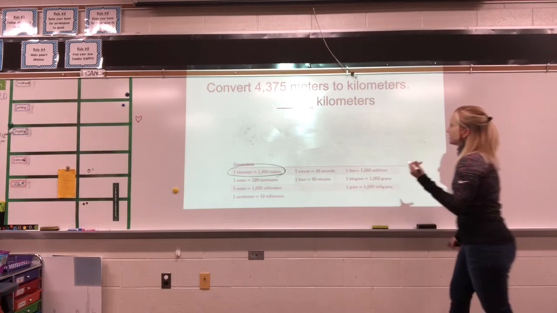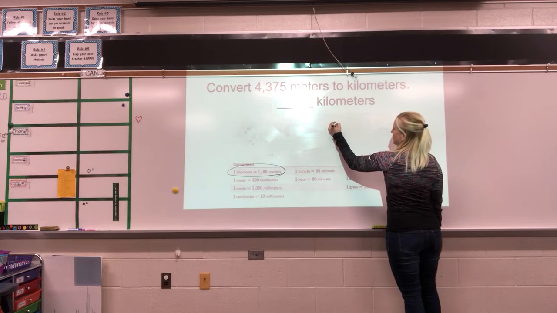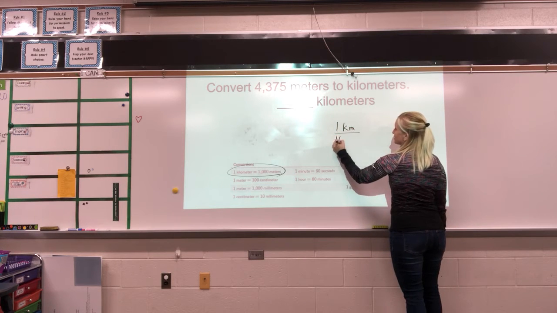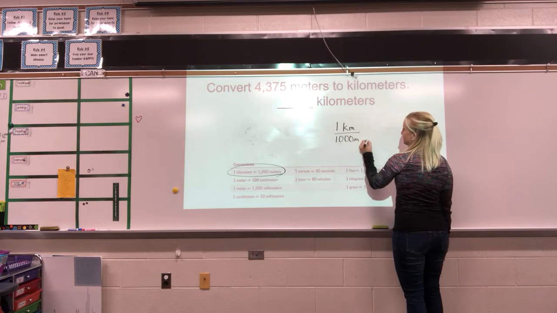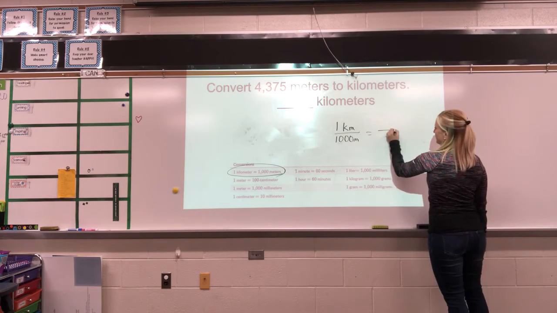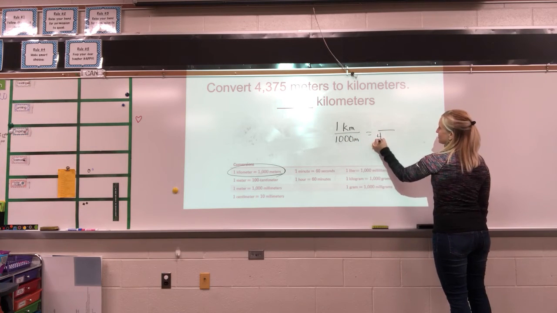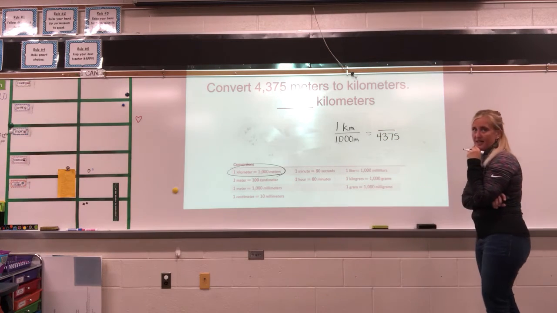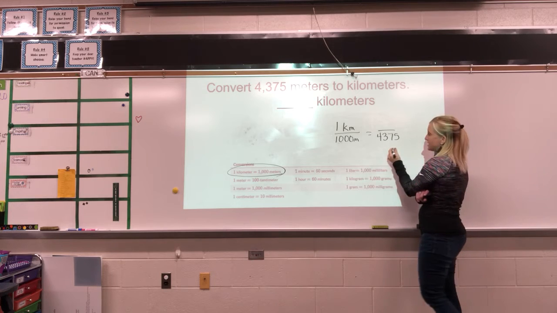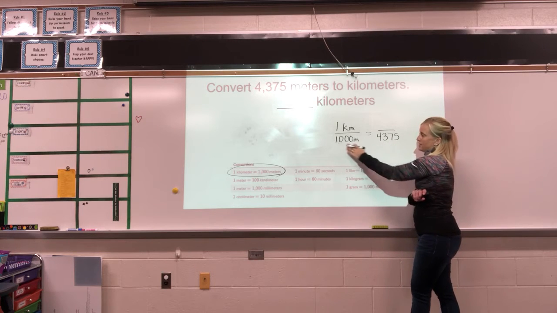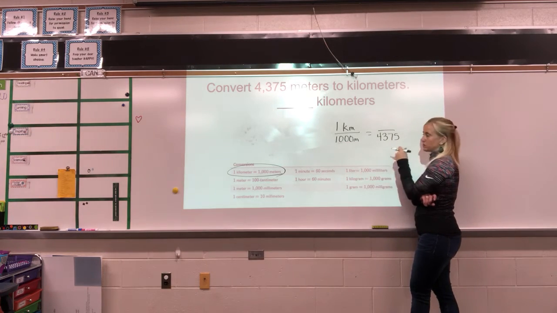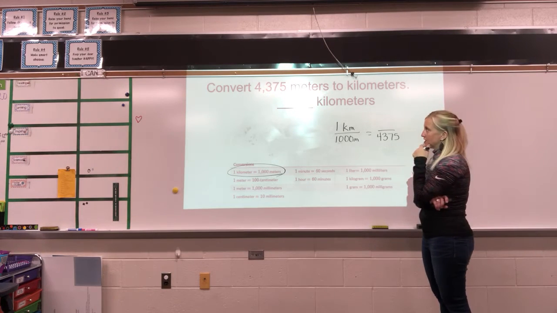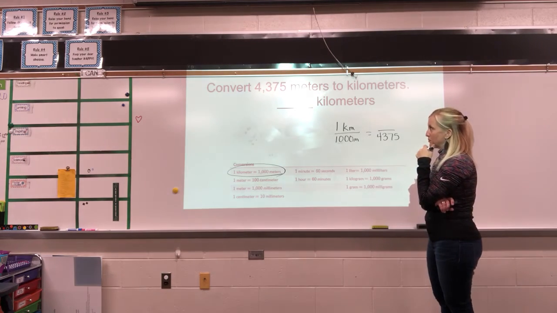Okay, so this is one where I'm going to try to set it up and I'm going to say, well, 1 kilometer is 1,000 meters. So now they're asking me how many kilometers and they're telling me 4,375. Well, this is going to be kind of funky here because this is not a full group of 1,000. Okay, so this is where it's going to be easier to think about just moving that decimal point.